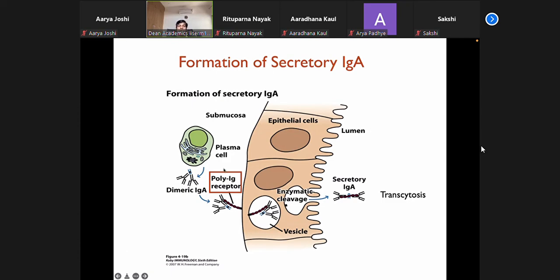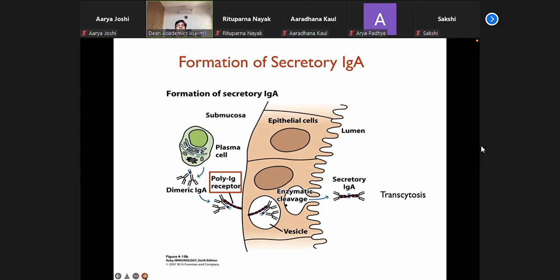Okay, and now you know the origin of this secretory component. This actually is coming from this poly-IgR, which is present on these epithelial cells. A portion of it actually is nothing but secretory component. Yes.